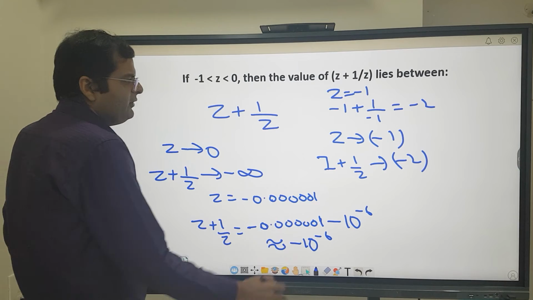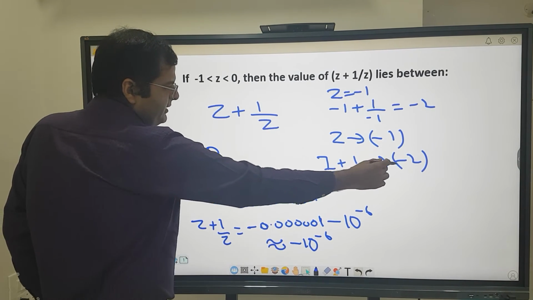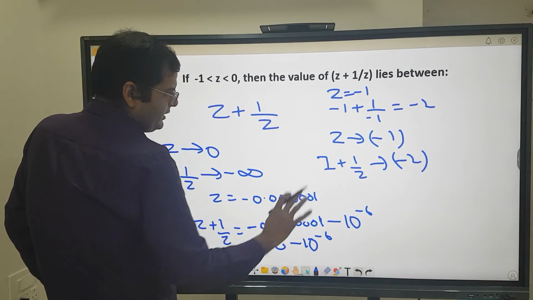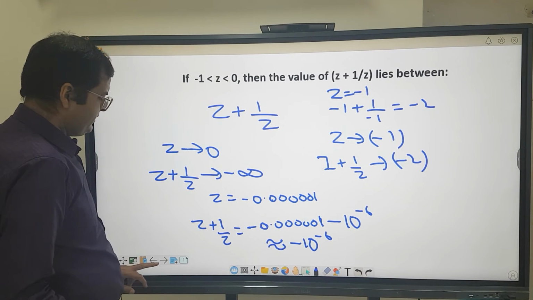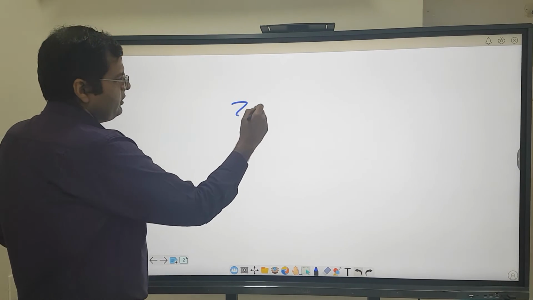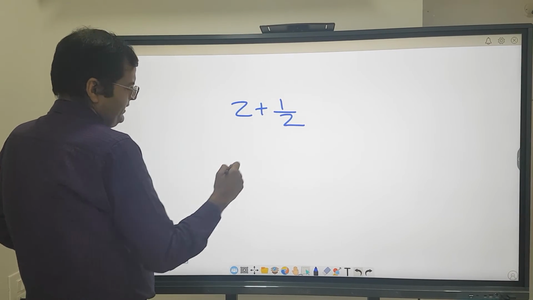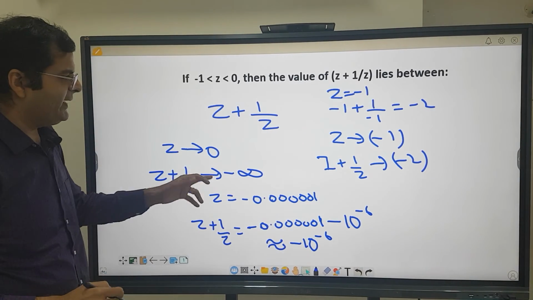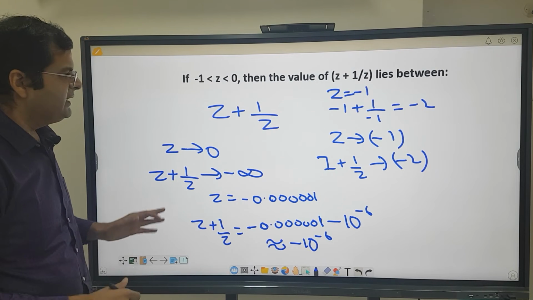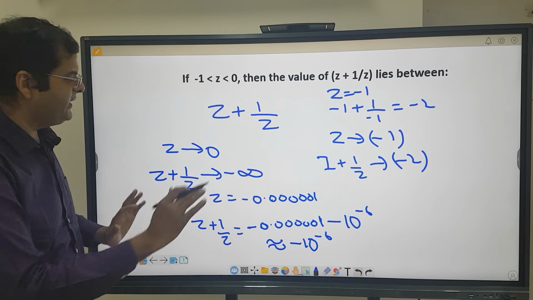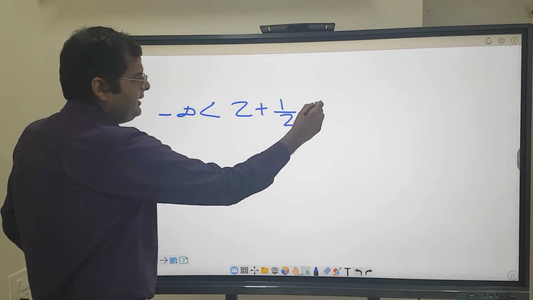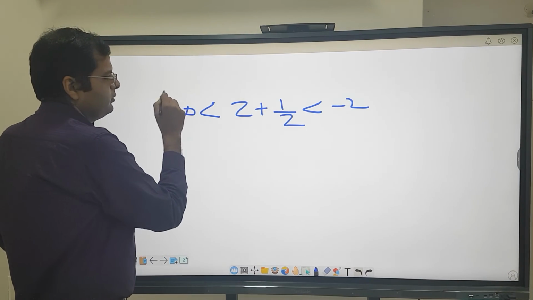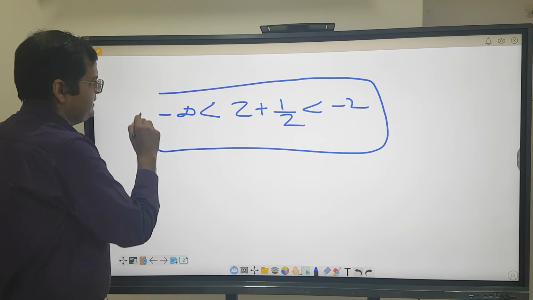So now if you look at it over here, at one extreme z plus 1 upon z is approaching -2. At the other extreme it is approaching minus infinity. So I can say z plus 1 upon z approaches minus infinity. So that means it lies between minus infinity and -2. And that is the answer here.